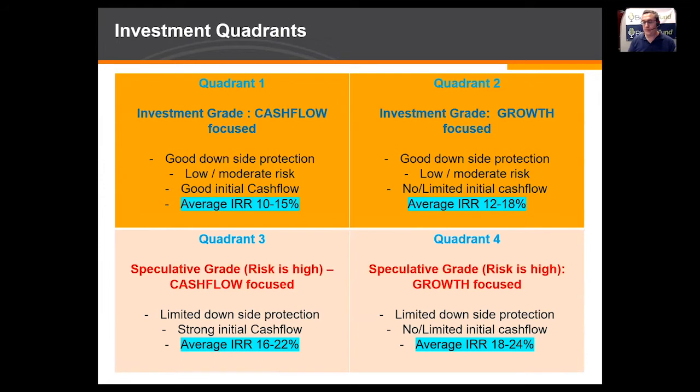Let me continue. Quadrant 2 is investment-grade projects focused on growth. They also have good downside protection. They also have low to moderate risk, but they have limited cash flow. Acquisitions of defaulted first lien loans, but with a low LTV, are a typical example in this quadrant. Significant value add projects could be in this quadrant. The cash flow is low, but the growth is high.